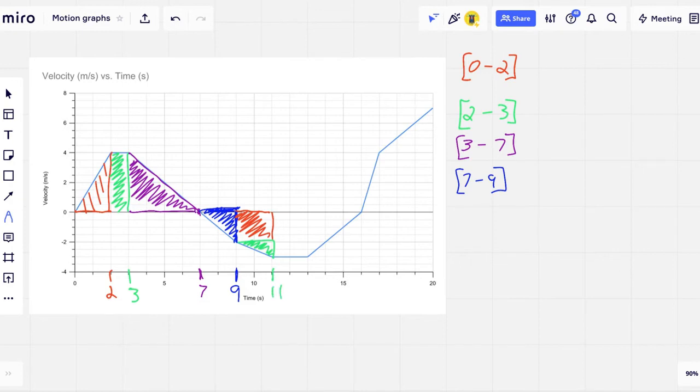But then I have to identify the height of just the triangle part. Now, the height of the triangle goes from -2 meters per second to -3 meters per second. So that's what I'm going to want to use when I go to calculate the area of that triangle.